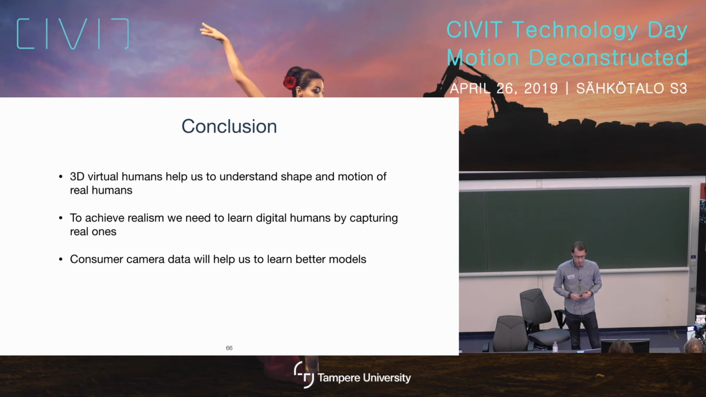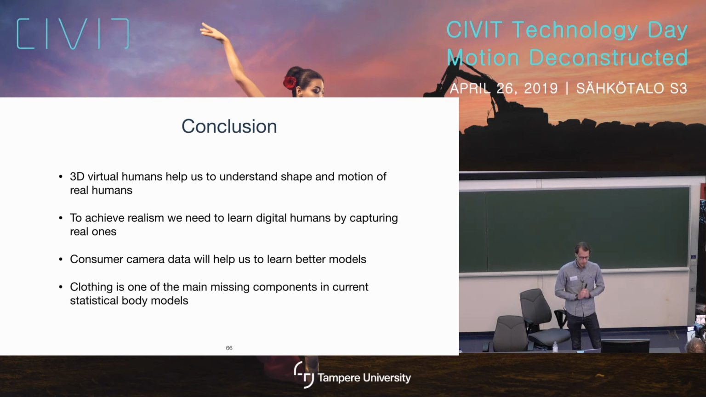Consumer camera data will help us to learn better models. As I said before, 3D scanning can't be the solution. We don't have 3D scanners at home, so we need to take the data that we have, and this is consumer camera data. And one of the main missing components in current statistical body models is clothing. So the next step is hopefully clothing, and people are already working on this. So how do our clothes change while we move?